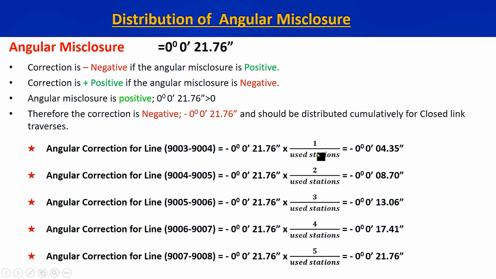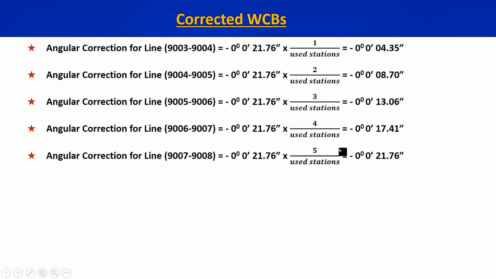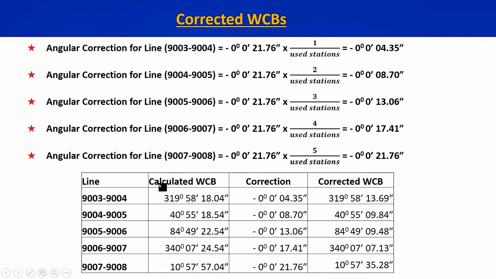So we used 5 stations. The first value is minus 0 degrees, 0 minutes and 4.35 seconds. Similarly, we can obtain these corrections for all the 5 stations we used to set up the instrument. So these are the corrected WCBs after deducting the cumulative corrections. So accordingly, we can tabulate it like this. So once we have these corrected WCBs, the next thing is we need to find out the linear misclosure.